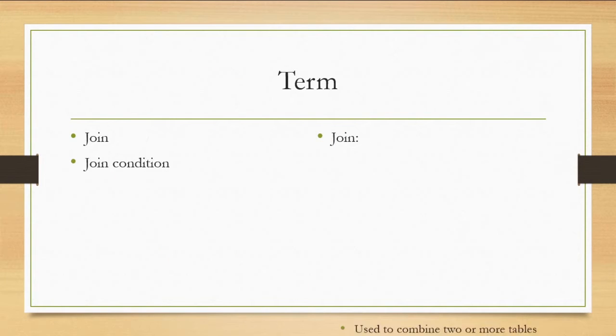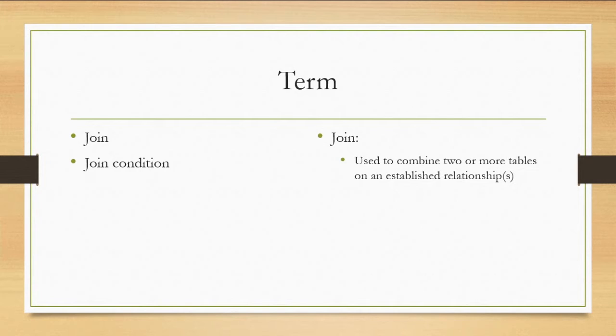A join. Joins are used to combine two or more tables on an established relationship. If you're unsure what a relationship is in a relational database, please see our video regarding relationships. Joins are useful to retrieve a result from two or more tables. So if you want to pull data from one table and another, when there's a relationship between the two tables, you would use a join.